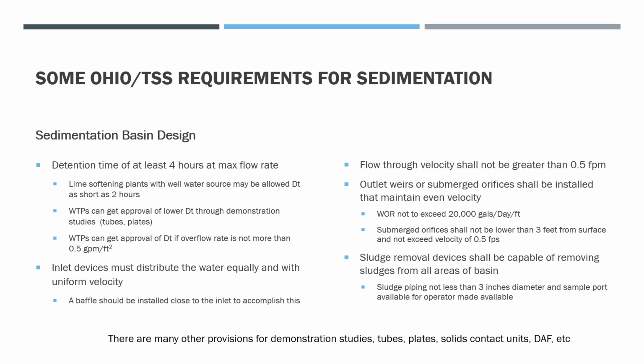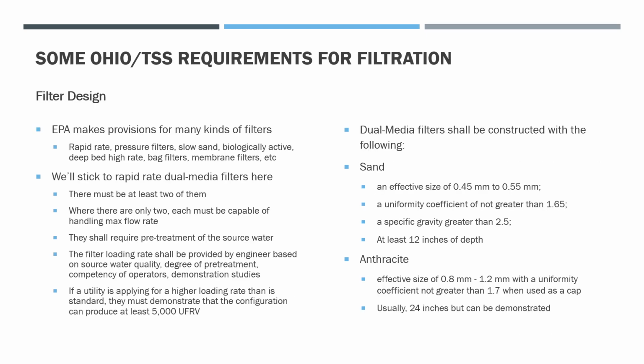Of course, there's a lot of other provisions for demonstration studies: tubes, plates, solids contact units, dissolved air flotation, all that kind of thing. We're not going to get all of that today. If we look at some of the filtration requirements for filters in Ohio, the EPA makes provisions for many kinds of filters. Rapid rate filters, pressure filters, slow sand, all kinds of filters, membranes, that type of thing. But we're going to stick to rapid rate dual media filters here today because that's what the Aquarius plant has.